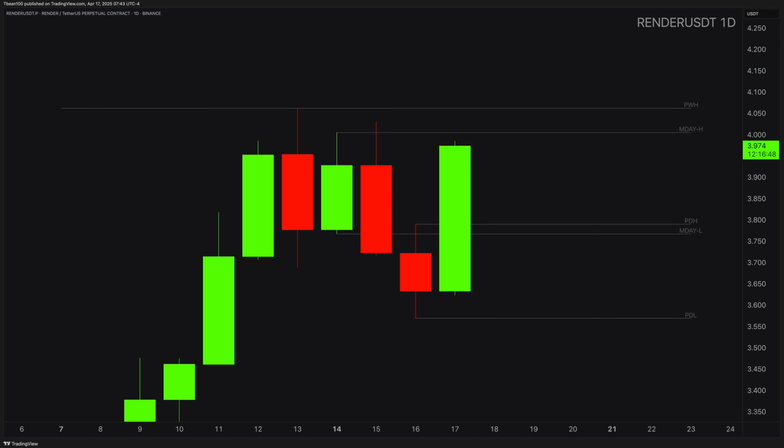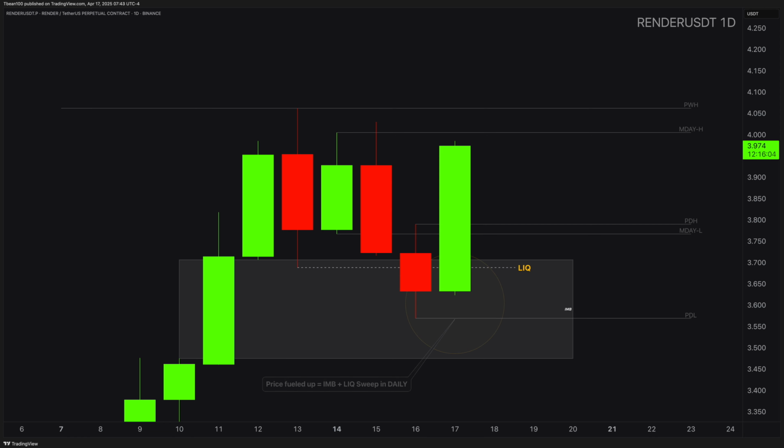Render coin had a spectacular trading example today, one of the A++ setups. In the daily chart, you can notice that price deep dived into this imbalance zone. It also swept the liquidity inside, as you notice. So what happened here? In the daily time frame, price is filled up by using imbalance and liquidity combination.